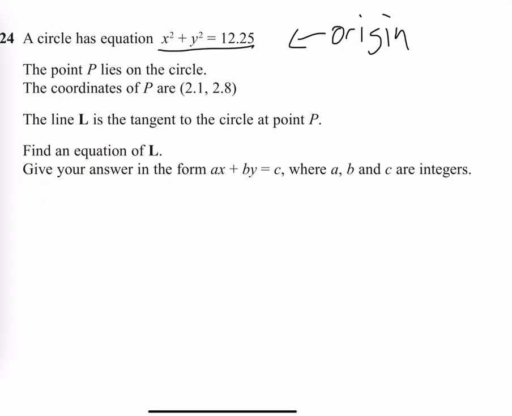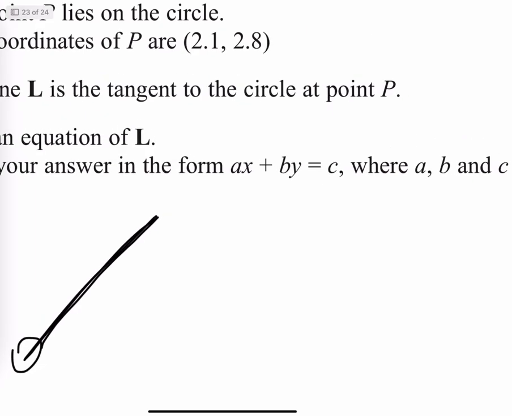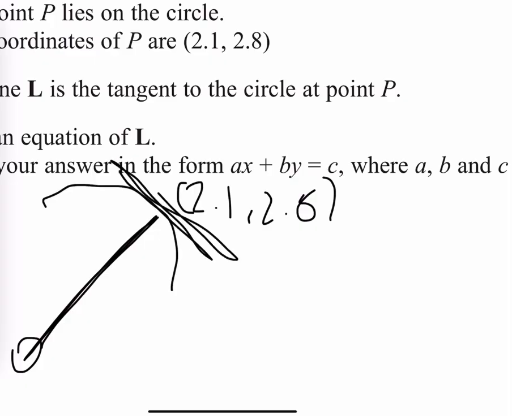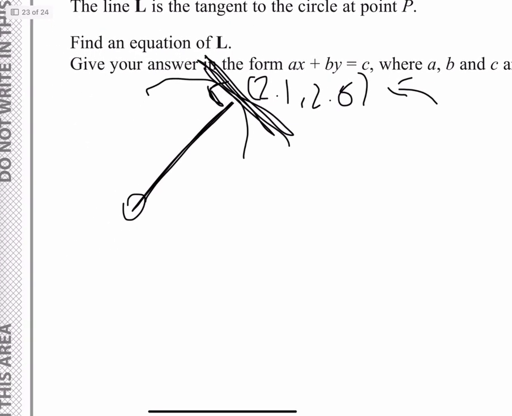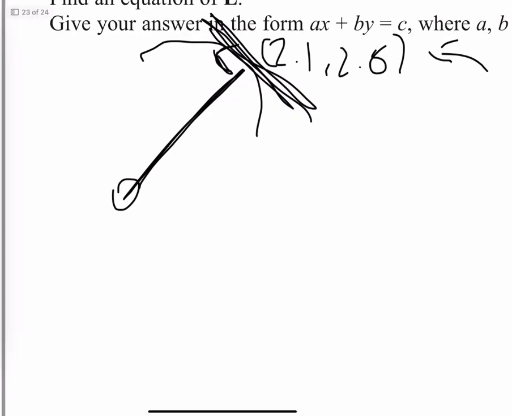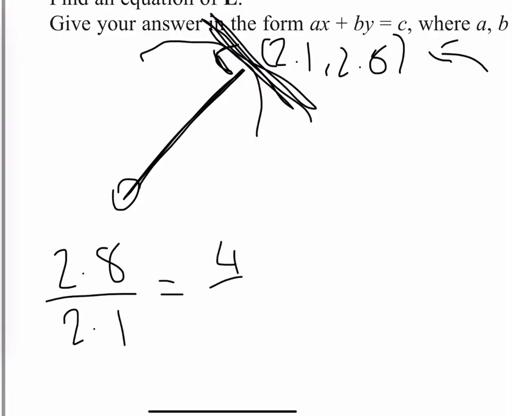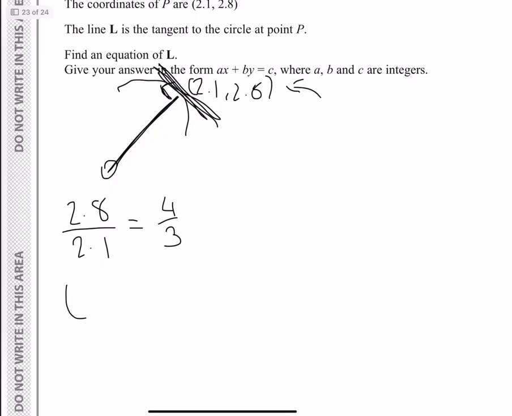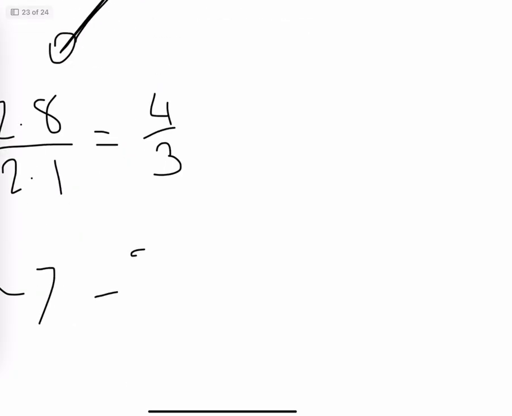So, if I can find the line that starts at the origin and goes to 2.1, 2.8, because it's a radius of the circle, it means it will meet our line L at a right angle. So I can get the gradient of L, and then we've got a point on L, and we're happy. Okay? So, the gradient of this line is going to be y over x. It's just y over x because the other x and y coordinates are both 0. So that's 2.8 over 2.1, which is 4 over 3, which is quite nice. So then our perpendicular gradient is therefore minus 3 over 4, because gradients that are perpendicular multiply to minus 1.